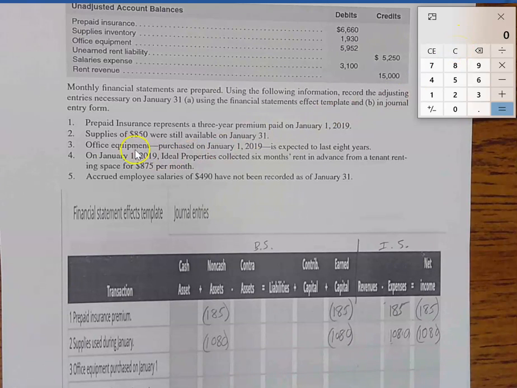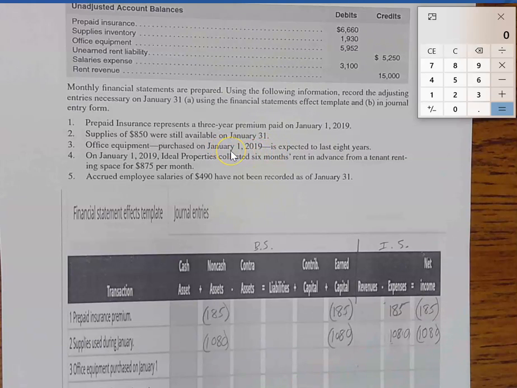Let's look at the third item. It says office equipment purchased on January the 1st, 2019 is expected to last 8 years. What we're saying here, and we'll get into this later in the semester, is that the way we're going to do it right here is not exactly right, but we have to take the information that we have. And so we have office equipment.